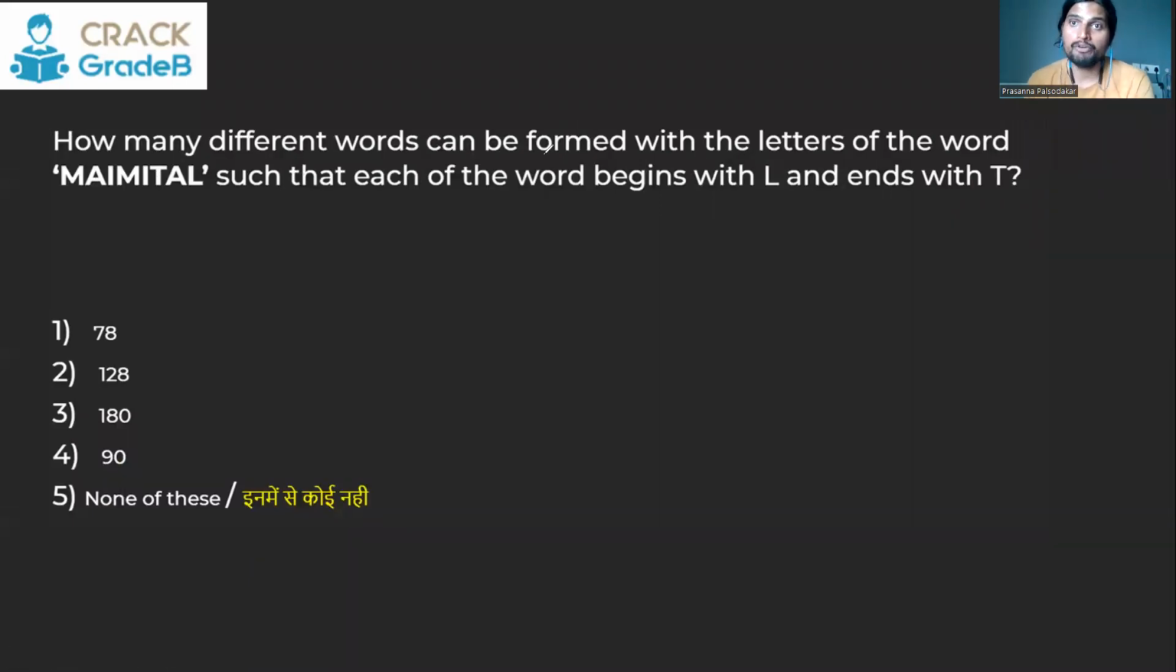How many different words can be formed with the letters such that the words begin with L and end with T? That is 8 letter words. So 1, 2, 3, 4, 5, 6, 7, 8. It has to start with L. That means L is fixed here. You cannot change that. And T is fixed here. You cannot change that. So now we have remaining M, A, I, M, I, A.